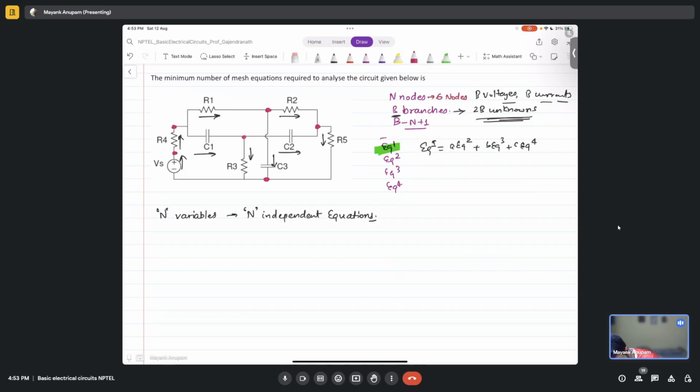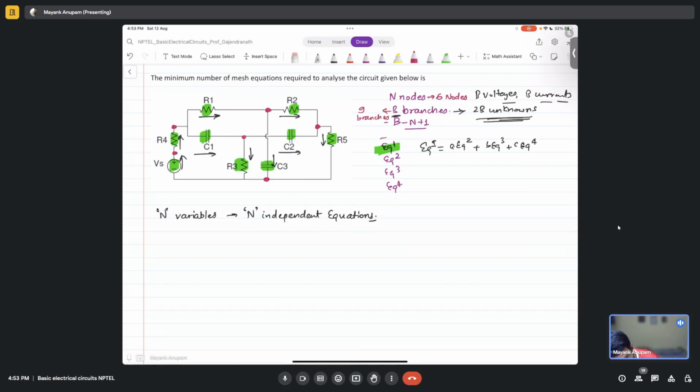How many total branches do you have? How many did we calculate? 1, 2, 3, 4, 5, 6, 7, 8, 9. We have nine branches, right? Cool. You have six nodes, nine branches.